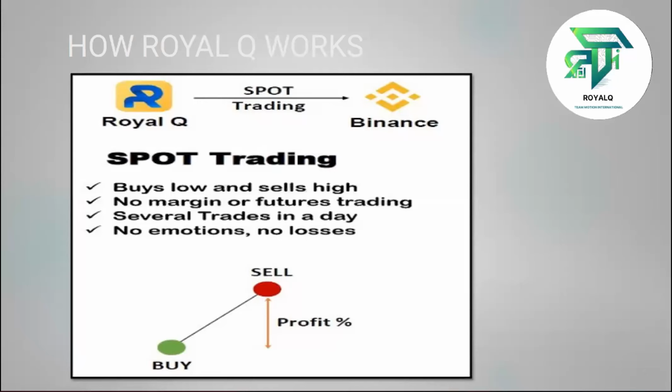And then there's one amazing thing about Royal Queue. When the market is going down, you are making money. When the market is going up, you are making more money. It has special features that will make you money even when the market is going down, and you make more money when the market is going up. And there are no emotions and no losses because we are using robots. A robot does not have emotions.